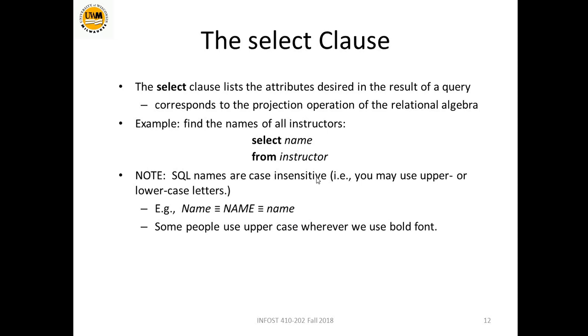The select clause lists the attributes that we want to see as a result of the query. So for example, if I want to find all the names, I say select name from instructor. So it will show only the name attribute. If I want more attributes, I can add more attributes separated by commas. Of course, the attributes are case insensitive. So if I have name like that, or name all capital letters or all small letters, it's the same thing.